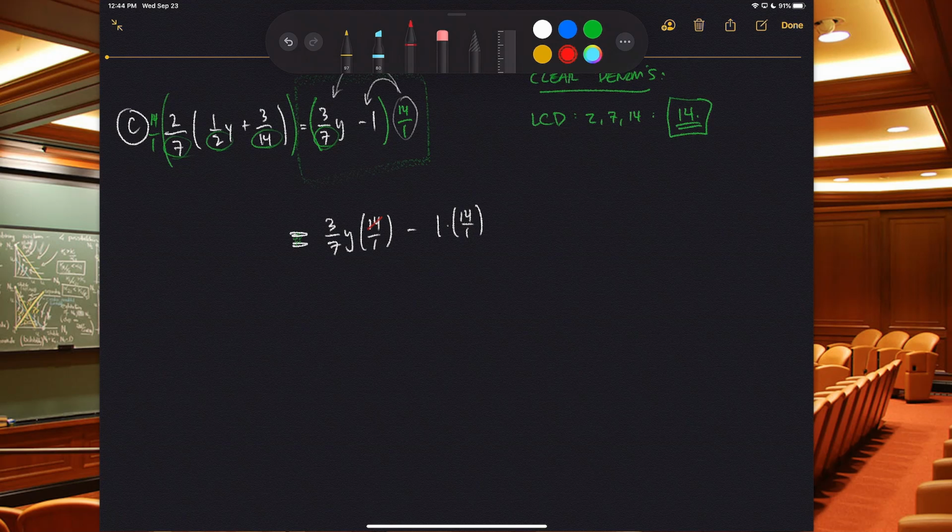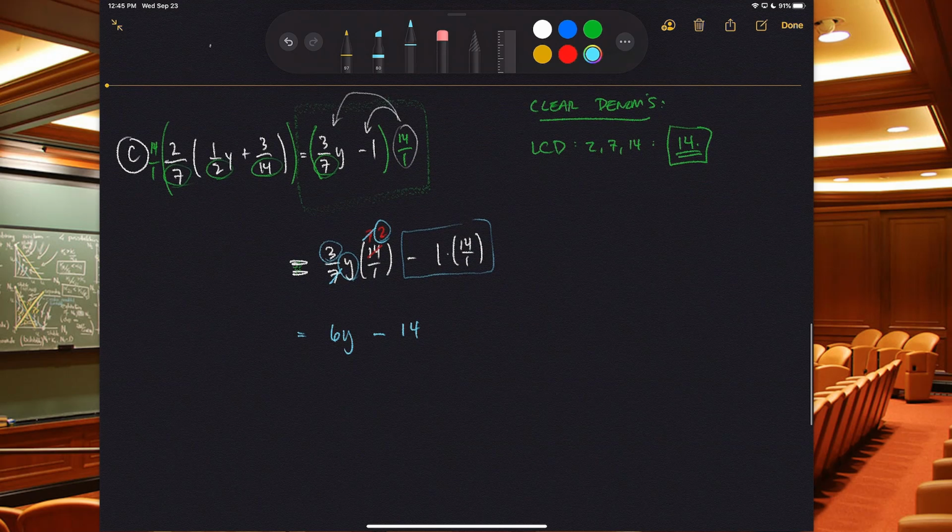Well, the 14 is really 7 times 2, and we'll get these 7s to cancel. And so what are we left with? 3 times y times 2 in the top, all over 1. So we get 3 times 2 times y is 6y over 1. Minus, and then just negative 1 times 14 is negative 14. Okay, so that's the right-hand side.